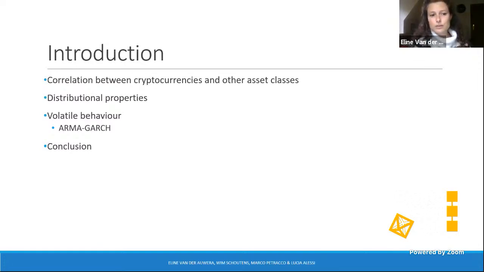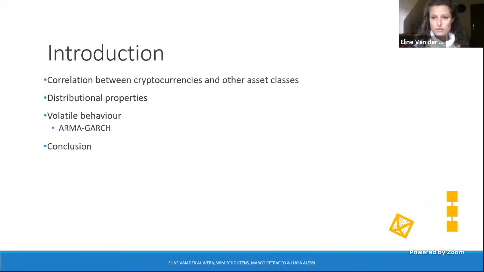Then we will move on to distributional properties. And in this section, we mainly want to estimate or fit one of the standardized distributions to cryptocurrencies' log returns. For standardized distributions, I mean the T distribution, the Cauchy distribution, normal distribution. You will see in a minute which distribution fits best and why.